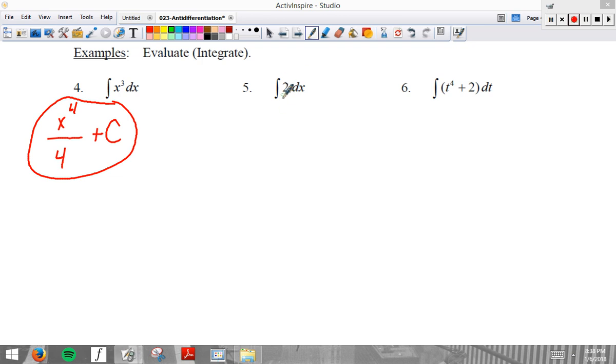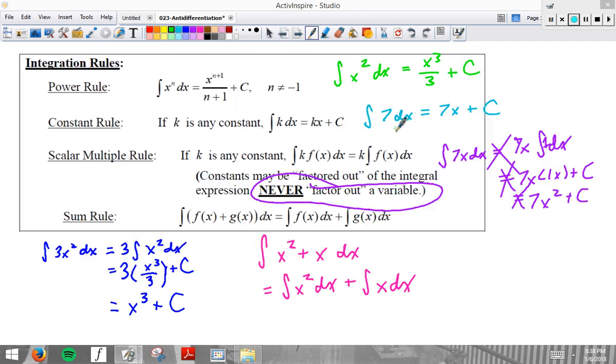All right, constant rule. This is just some constant. Whose derivative would that be? Well, it would just be 2x. If the slope was 2, it would look like a line, which is 2x plus c. The constant rule is harder to get used to. We did it in the last video. Just adding an x plus c.